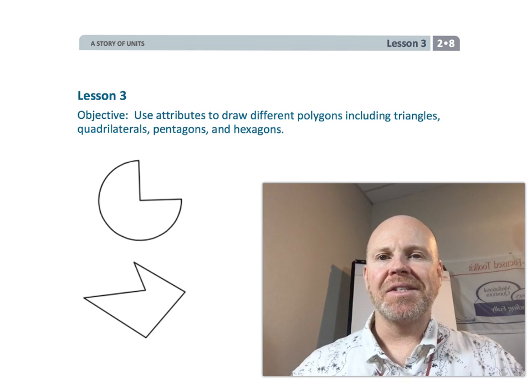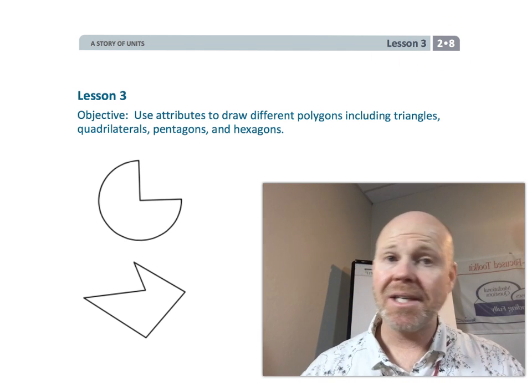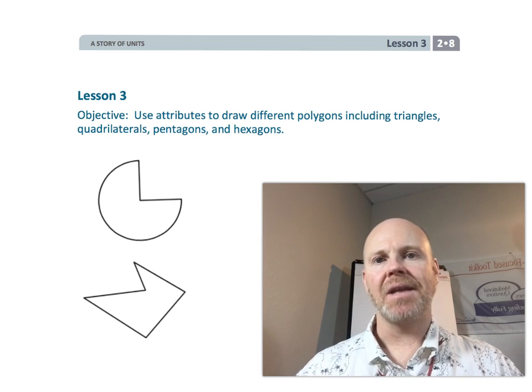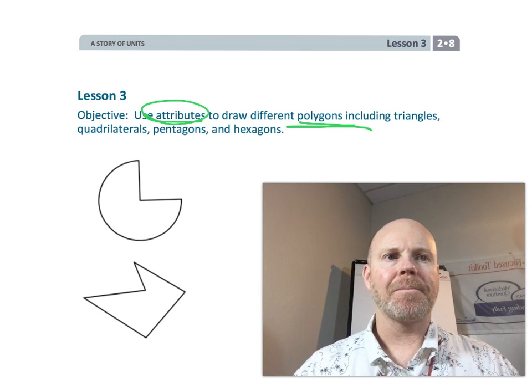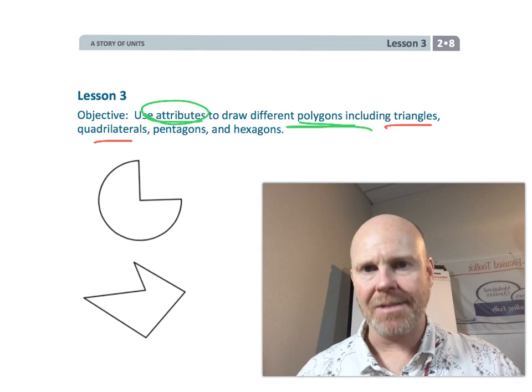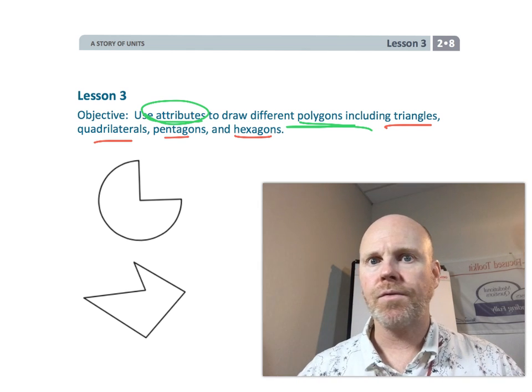All right, this is second grade Module 8, Lesson 3, and in this lesson we're going to continue using attributes, things like sides and angles, in order to draw different polygons, using things like triangles, quadrilaterals, pentagons, and hexagons. So the idea is we're going to just continue using all of those vocabulary words.